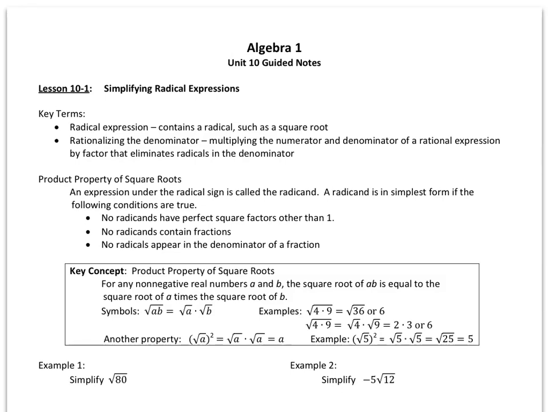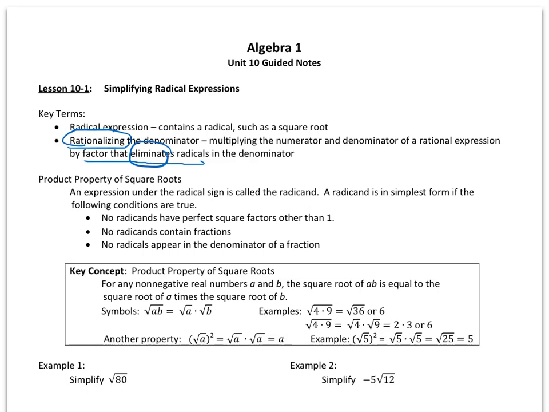Welcome to Lesson 10.1, Simplifying Radical Expressions. A radical expression means you have no equal sign, and a radical means that you have something inside a square root. When you have such a thing, sometimes you have to what's called rationalize the denominator, and that means you will have to multiply top and bottom, or numerator and denominator, by a factor that eliminates the radical. And we'll see how that works in a moment.